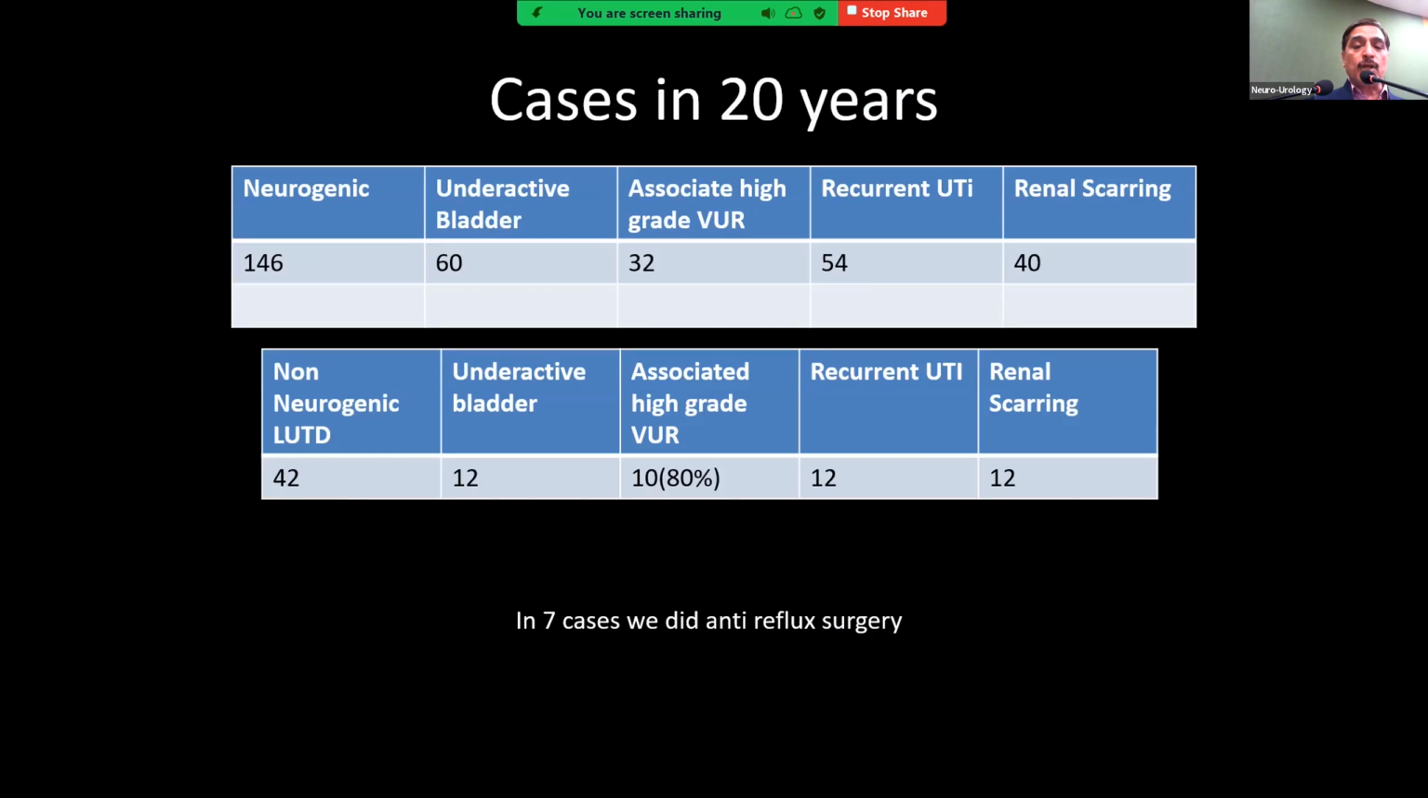And this is the statistic which I will very quickly share. Though I am in a peripheral practice where urodynamic is not available, we are very much welcoming these patients. It's very difficult to treat these patients, but we welcome them. Though we don't have a very large number of patients, in 20 years we have seen 146 neurogenic bladder and 42 non-neurogenic bladder. Out of these, underactive bladder we have seen almost 12 in the non-neurogenic group, and 10 patients were having associated VUR, and all patients were presenting with recurrent urinary tract infections, and all patients were having renal scarring.